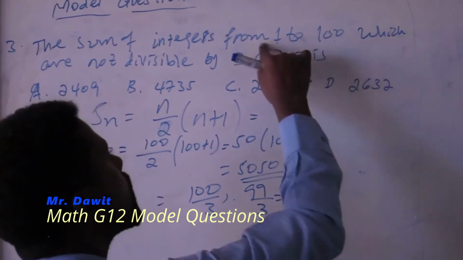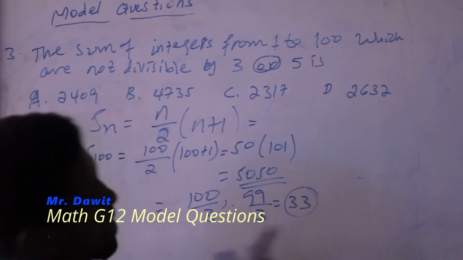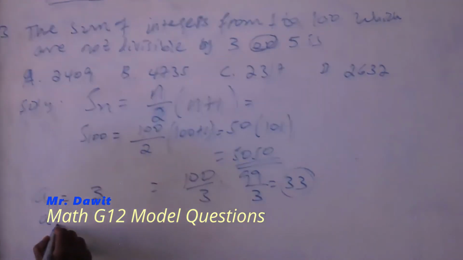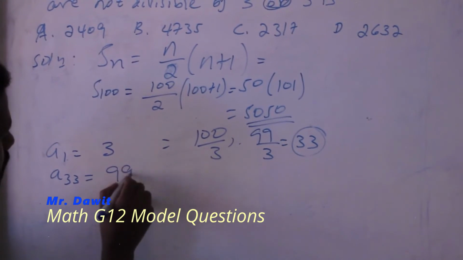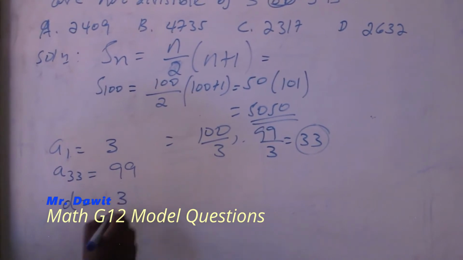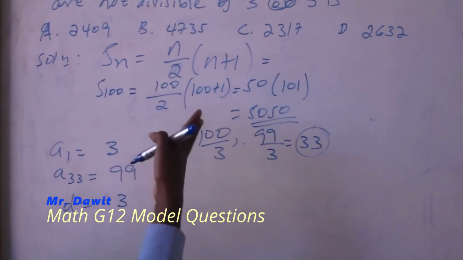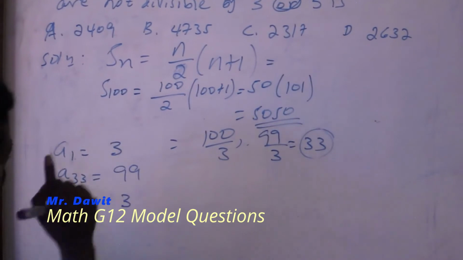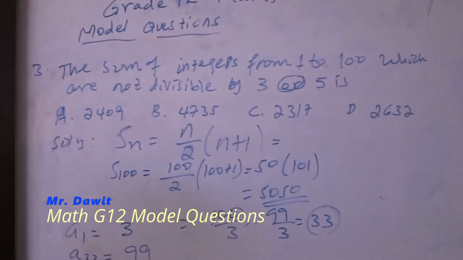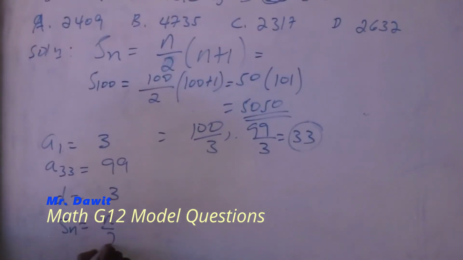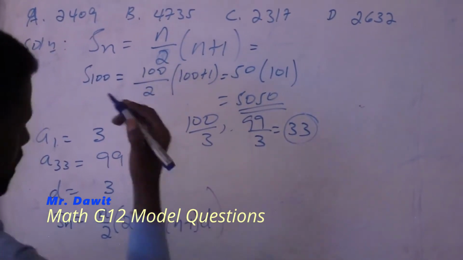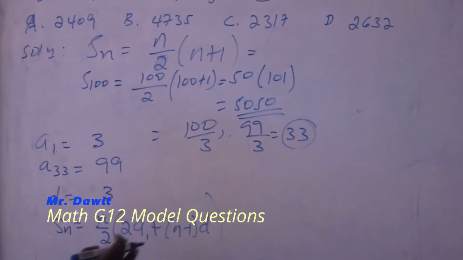So from 1 to 100 we have 33 terms which are divisible by 3. So A33 should be 99. Again, the common difference is 3. The partial sum of an arithmetic sequence with common difference 3 and A1 = 3 is given by Sn = n/2 times (2 A1 + (n - 1) d). A1 is known.